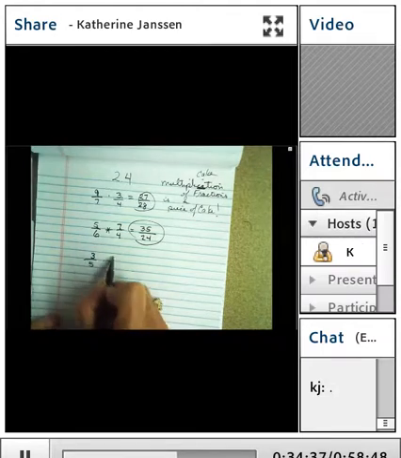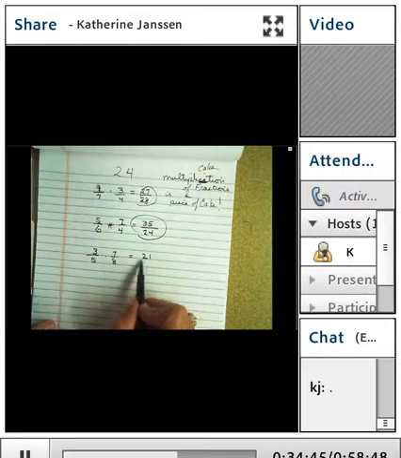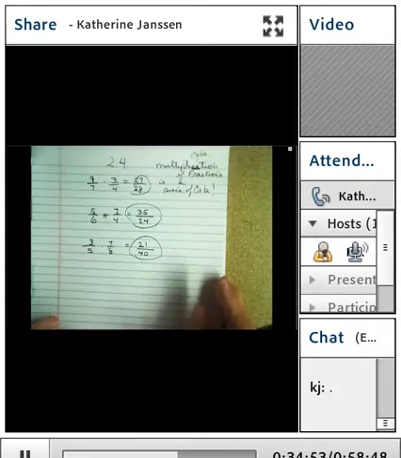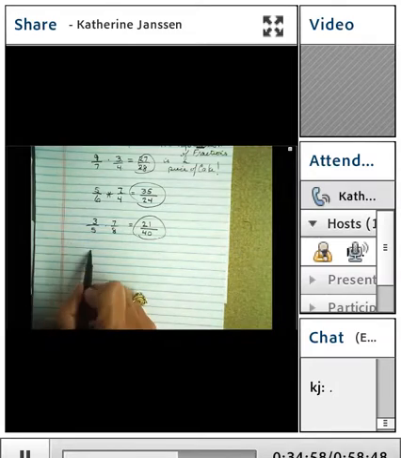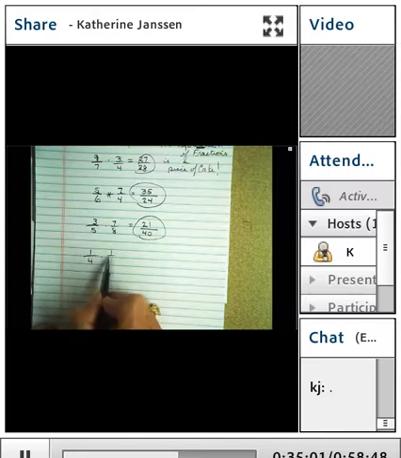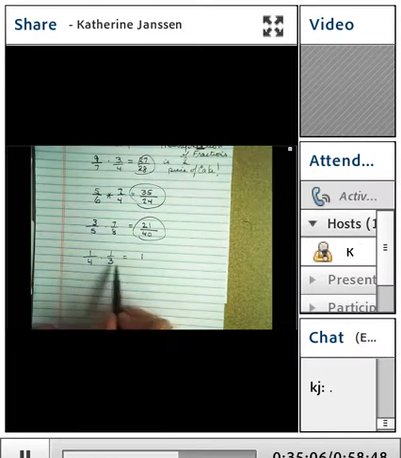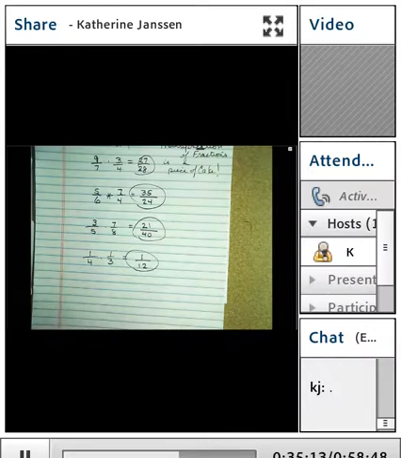3/5 times 7/8. Multiplication of fractions, so I'm multiplying fractions. Multiply the numerator, 21. Multiply the denominators, and simplify if you can. There's no number that goes into 21 and 40 evenly. Multiplication of fractions, piece of cake. Multiply the numerators, multiply the denominators, simplify, see if there's a number that goes into the numerator and the denominator evenly.